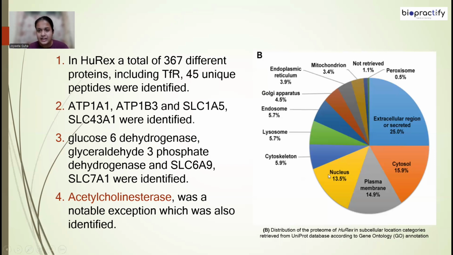In the diagram, that is the pie chart given on the right, we can see that it is written distribution of the proteome of Hurex in subcellular location categories retrieved from UniProt database to gene ontology annotation. So the proteins which were retrieved from the exosomes were checked with the UniProt database, and these proteins are also present in subcellular locations, but in different percentages. Like 25% is present in the extracellular region, 16% in the cytosol, 15% in the plasma membrane, 14% in the nucleus, and like that.